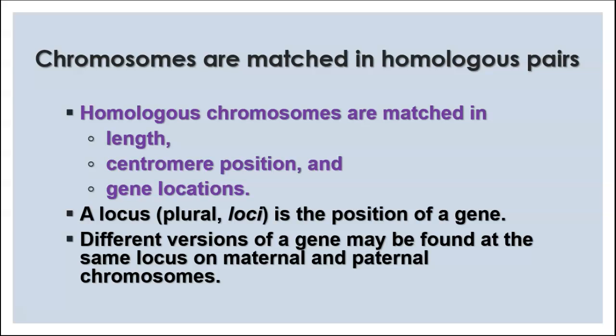Remember that even if the genes for the traits are in the same order, you might have different versions of the gene on your maternal and paternal chromosomes, because you might have a brown eye gene from your mom and a blue eye gene from your dad, but there's still a gene for eye color located in that position. So that's what we mean by the location.